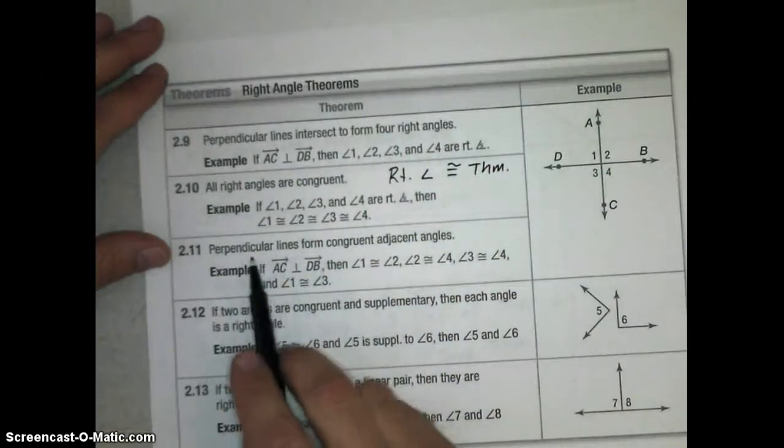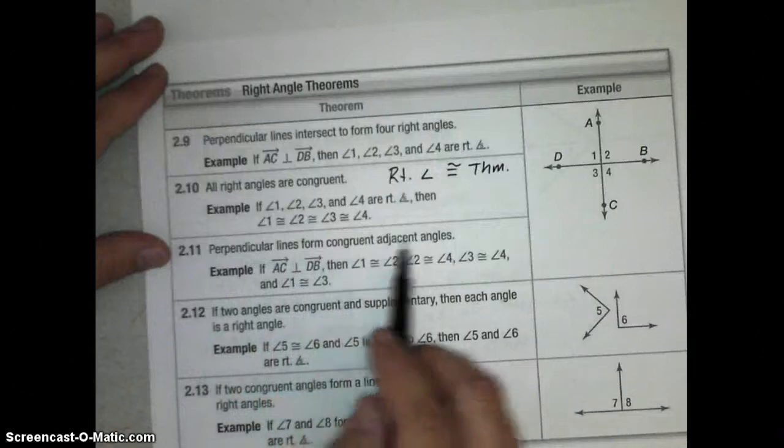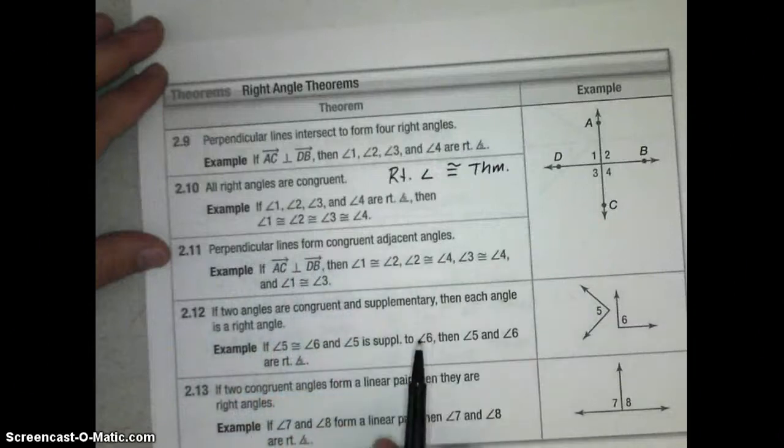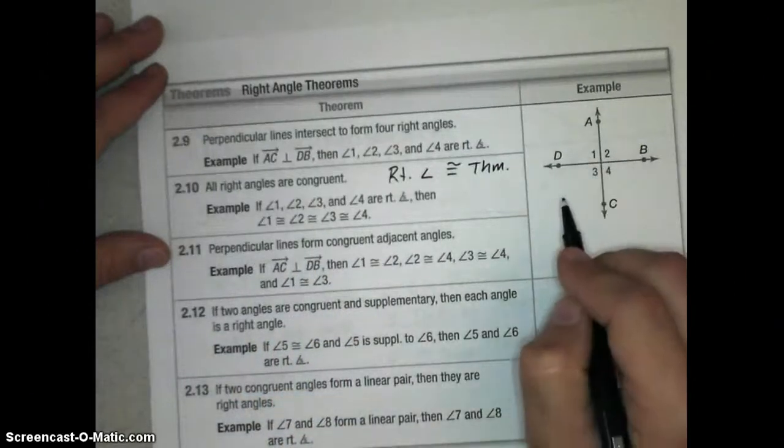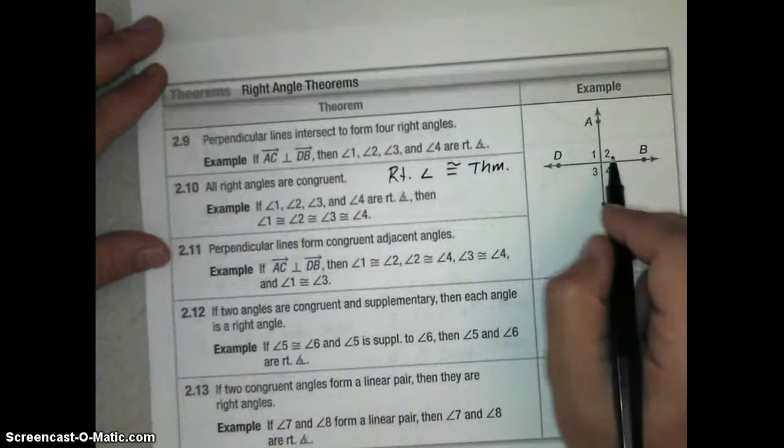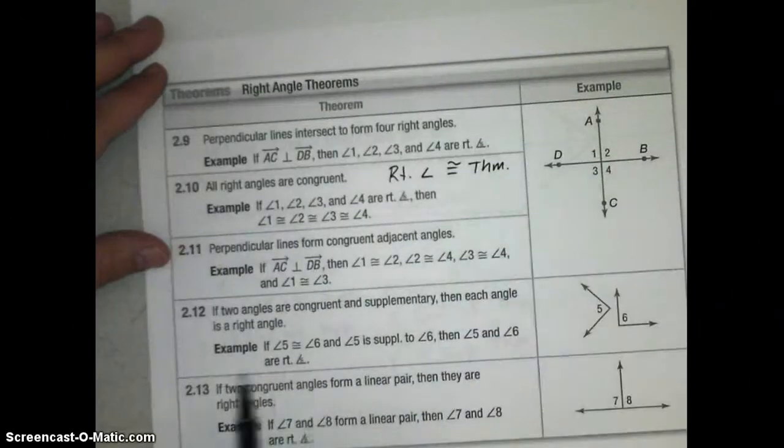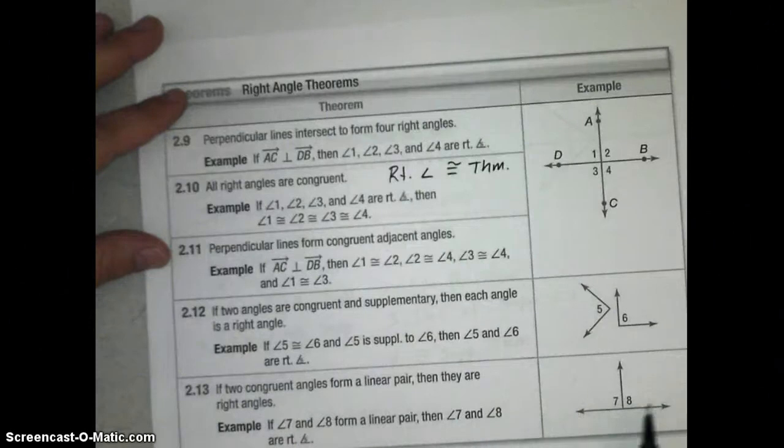Perpendicular lines form congruent adjacent angles. So 1 and 2 are congruent because they're right angles. They have to be congruent to one another. If two angles are congruent and supplementary, then each angle is a right angle. Congruent supplementary angles have to be right angles. If two congruent angles form a linear pair, then they are right angles.